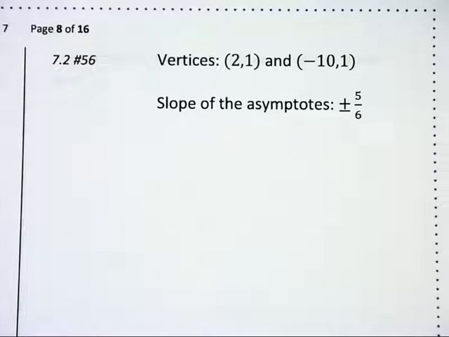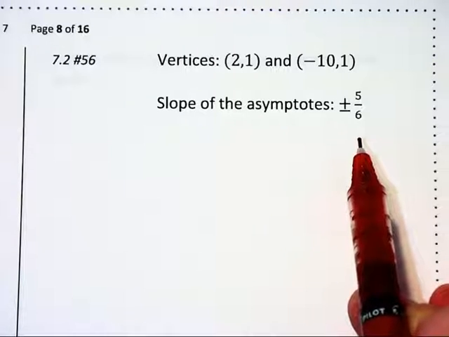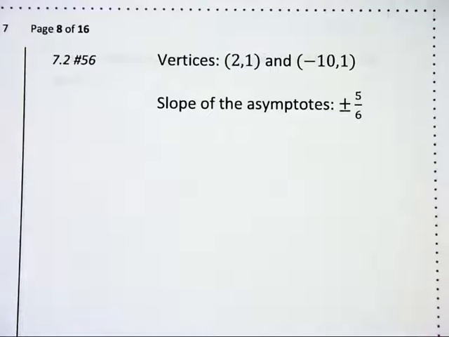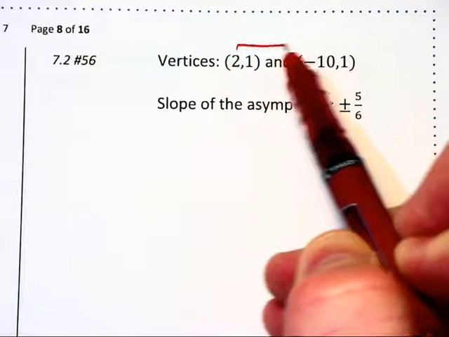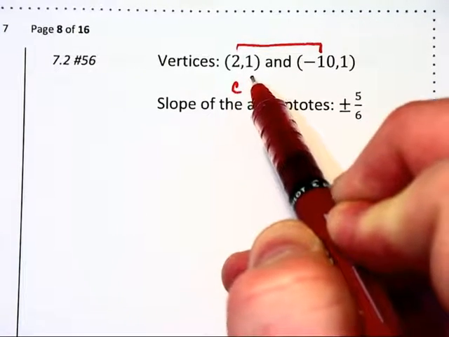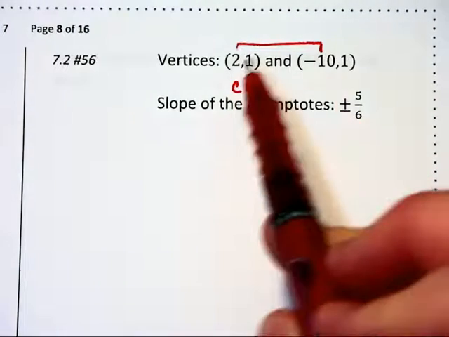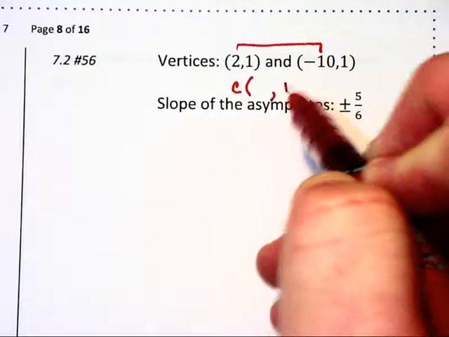In this next problem, we have a totally different type of clue where you're told the slope of the asymptotes to the hyperbola. So we kind of need to draw a sketch or figure out what's happening with this hyperbola. Notice that we can find the center halfway between the two vertices. The y value remains the same. The center will be at something, 1.